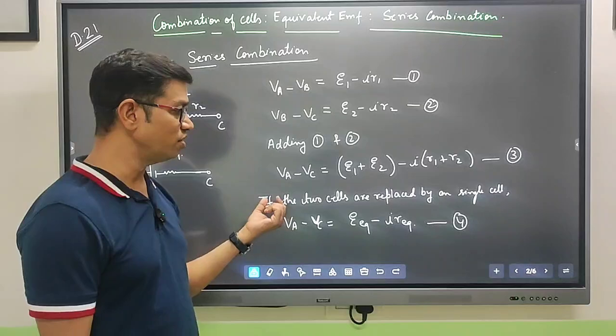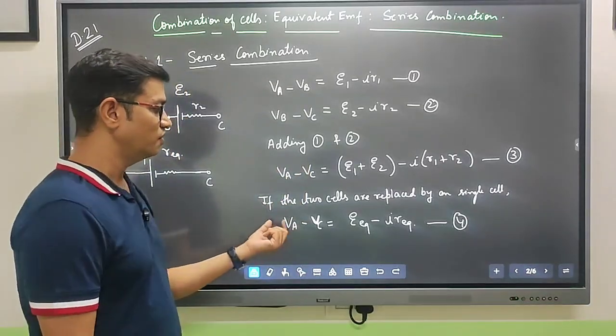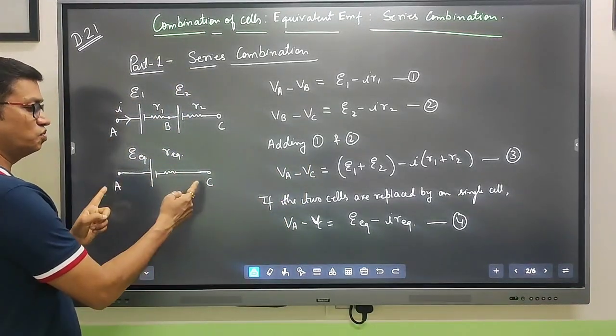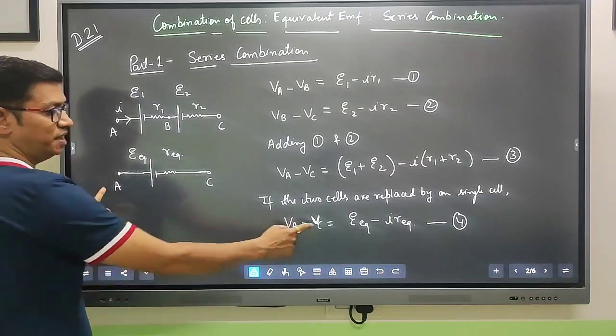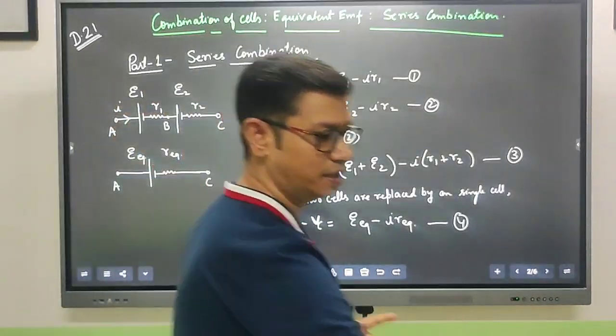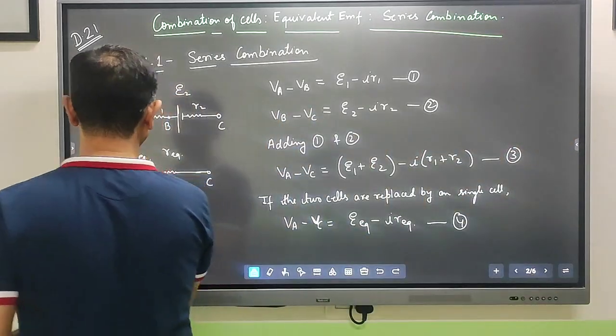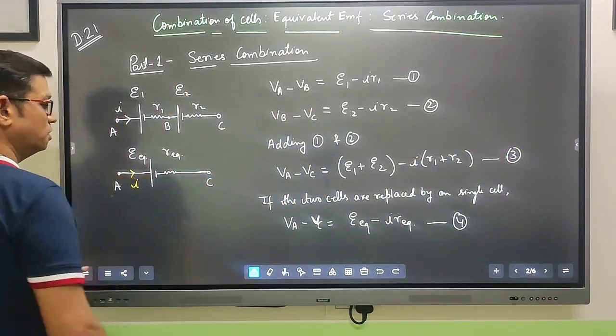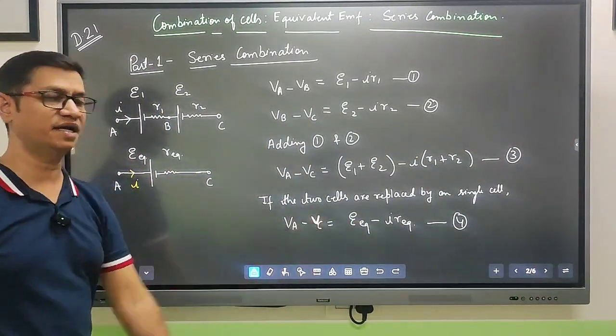Now, if you are intending to replace these two cells with a single cell, like this, so what you should have, VA minus VC should be E equivalent minus I times R equivalent. I forgot to mention the current here. This is the current I. Right? So it will be E equivalent minus I times R equivalent.